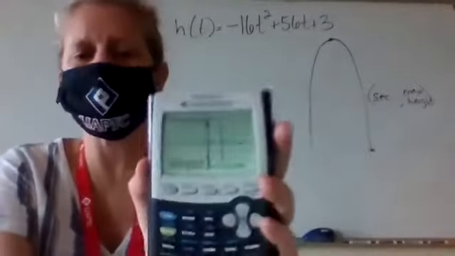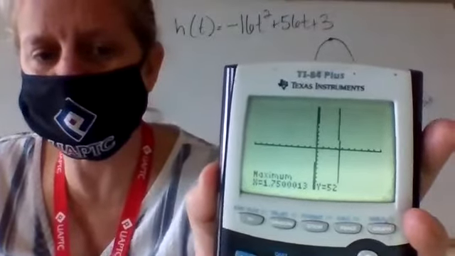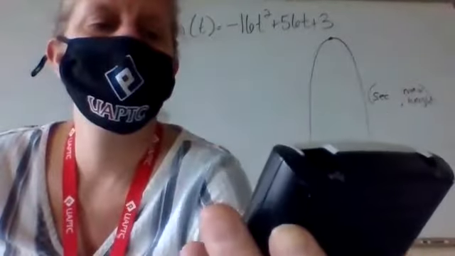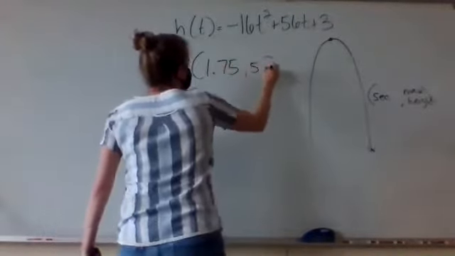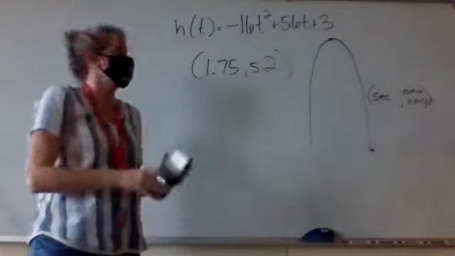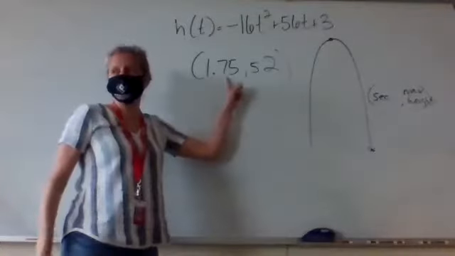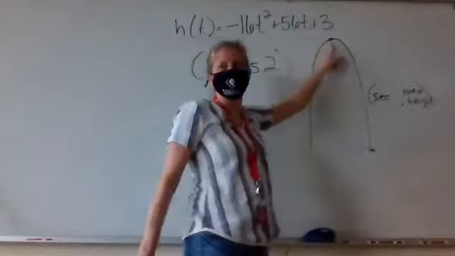So hit enter twice. There is your vertex, 1.75, 52. There's your vertex, which means it took 1.75 seconds to reach the maximum height of 52 feet.